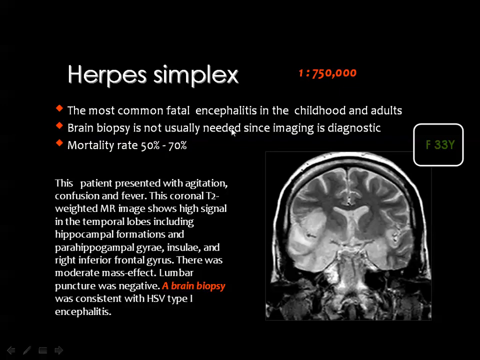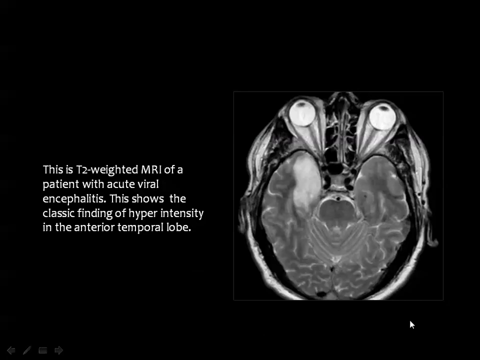Biopsy is not usually needed since imaging is diagnostic, because this type of viral infection usually affects the temporal lobes, especially the medial part of the temporal lobe. It may occur bilateral or unilateral, symmetric or asymmetric. Then you see here, this is a unilateral case of herpes simplex encephalitis, showing the typical location in the medial part of the temporal lobe.